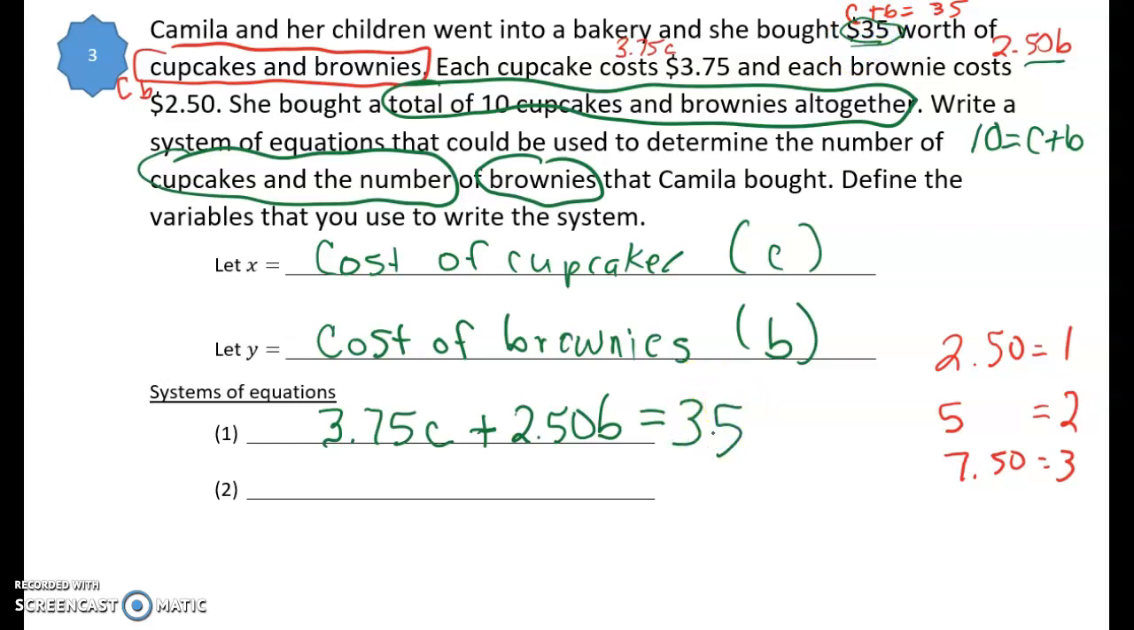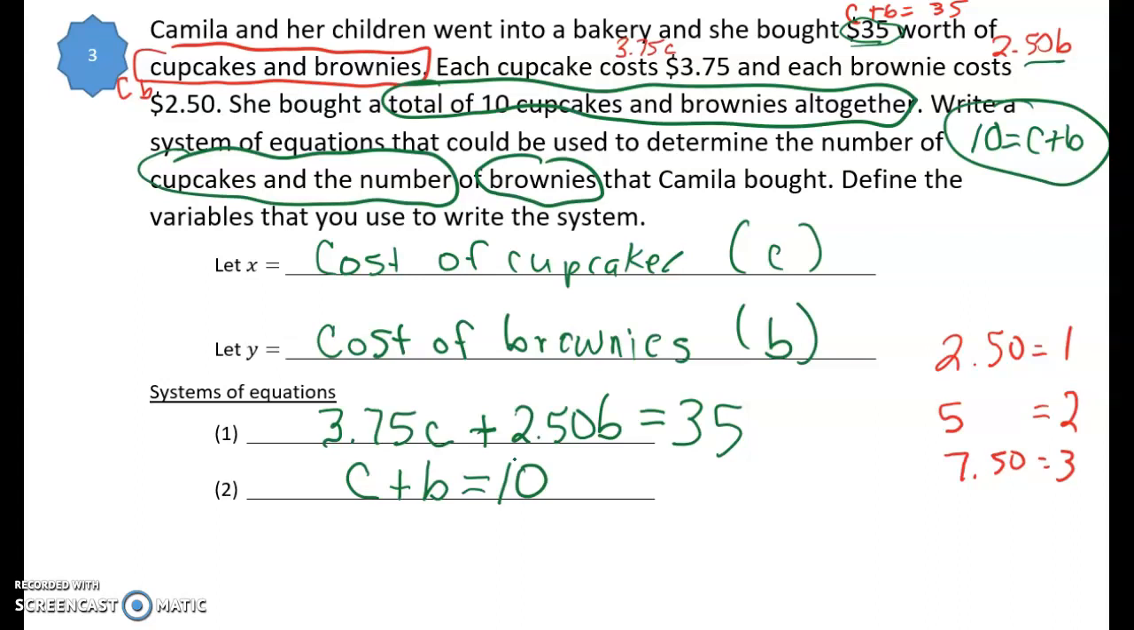Okay. Then my other part of this scenario, which was my 10 equals cupcakes plus brownies. I can rewrite that as my cupcakes plus my brownies equal 10.